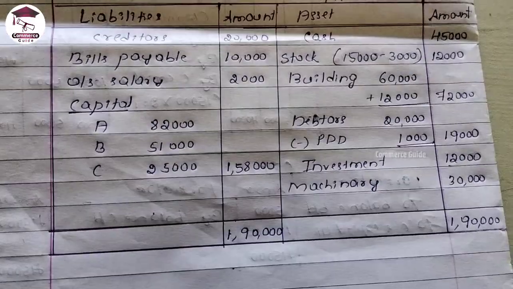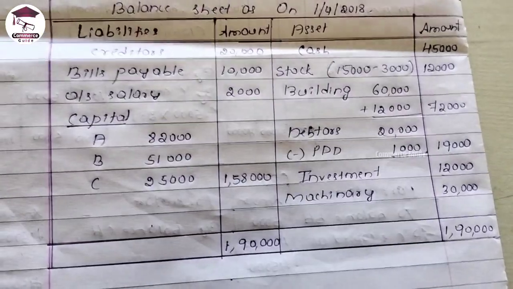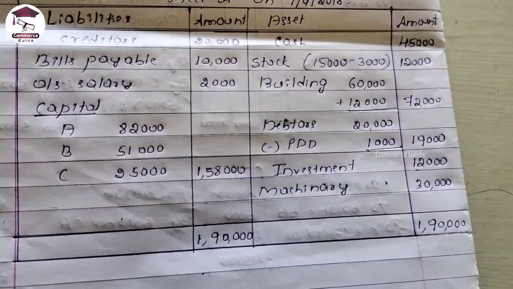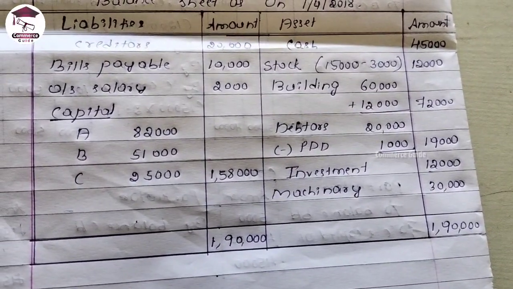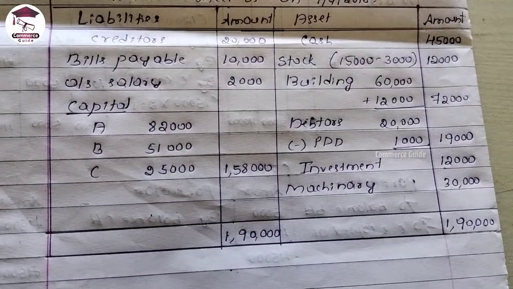After these items, we need to make the total. If you got the answer with both sides the same, your answer is correct. So the total is 1,90,000 on the liability side and 1,90,000 on the asset side. So I hope you understood this problem. Thank you.